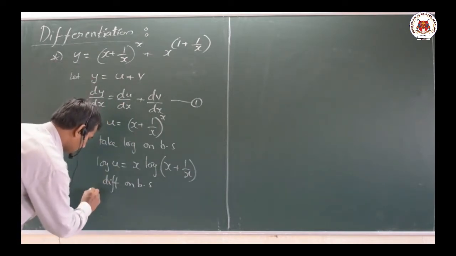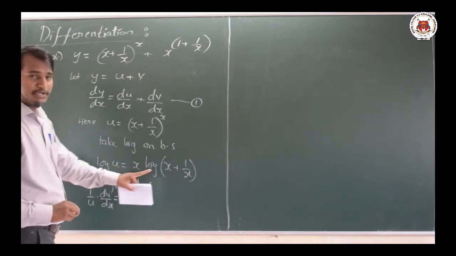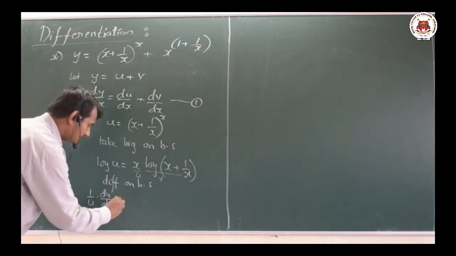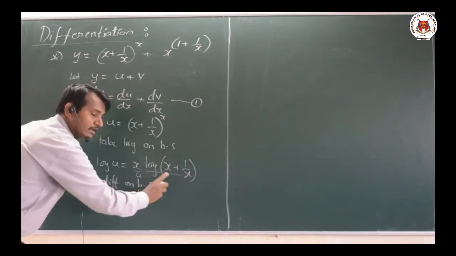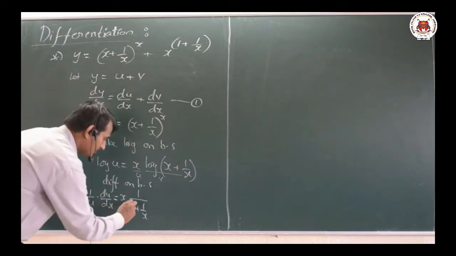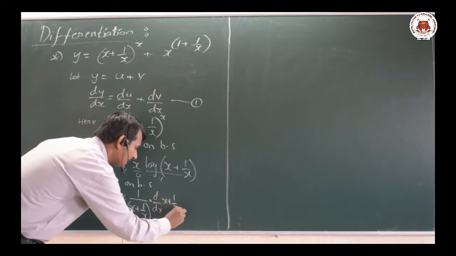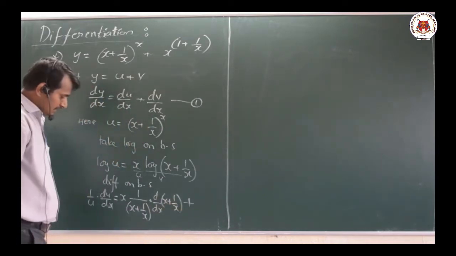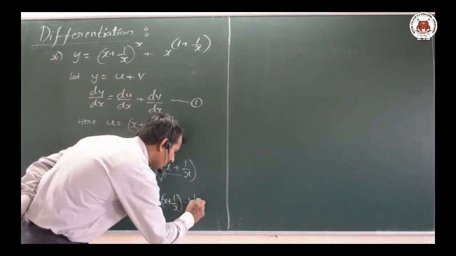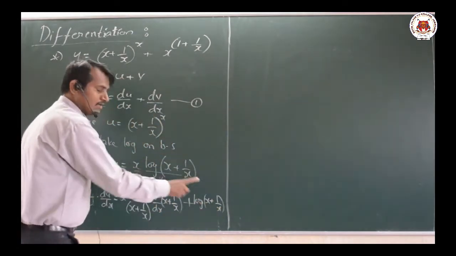So log u differentiation will be 1 by u into du by dx equal to, here again I have to differentiate by parts, that is this part is u and this whole part is v here, that is x as it is, log of whole thing, that means 1 divided by x plus 1 by x here. Okay, next part is, into further differentiation of d by dx of x plus 1 by x here. Okay, plus of, it is nothing but u as it is, v differentiation, plus v as it is, that is log of x plus 1 by x as it is, differentiation of x will be 1 here.